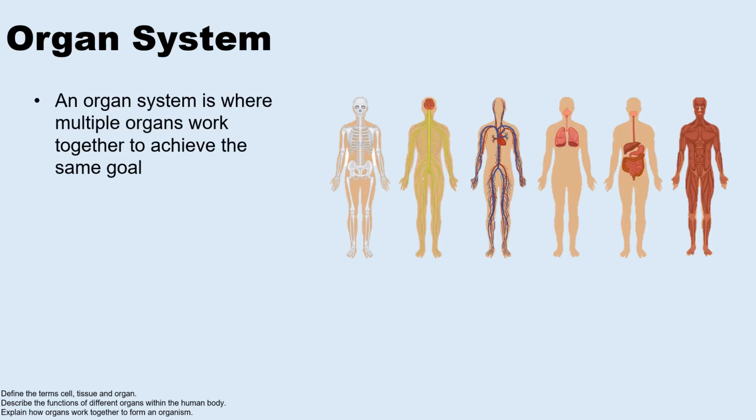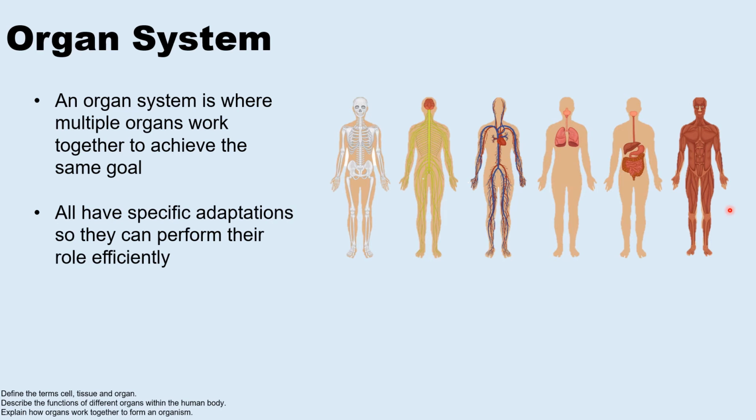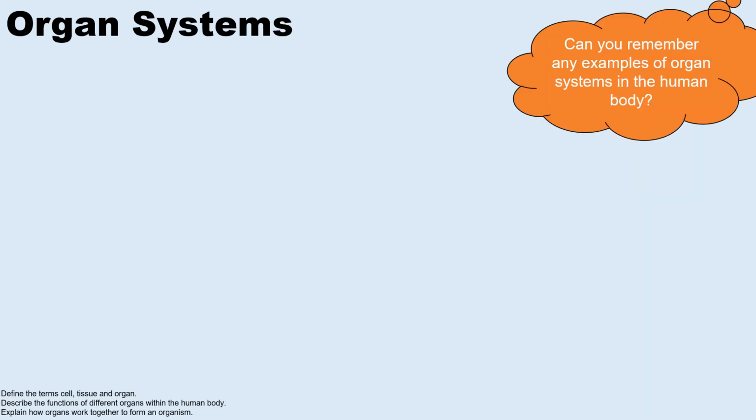So the organ system then. An organ system is where multiple organs work together to achieve the same goal. So we have several systems here, and they all have specific adaptations so that they can perform their role efficiently and effectively. So again, last thing, can you remember any examples of organ systems which are found in the human body? Pause the video here and come back to it.